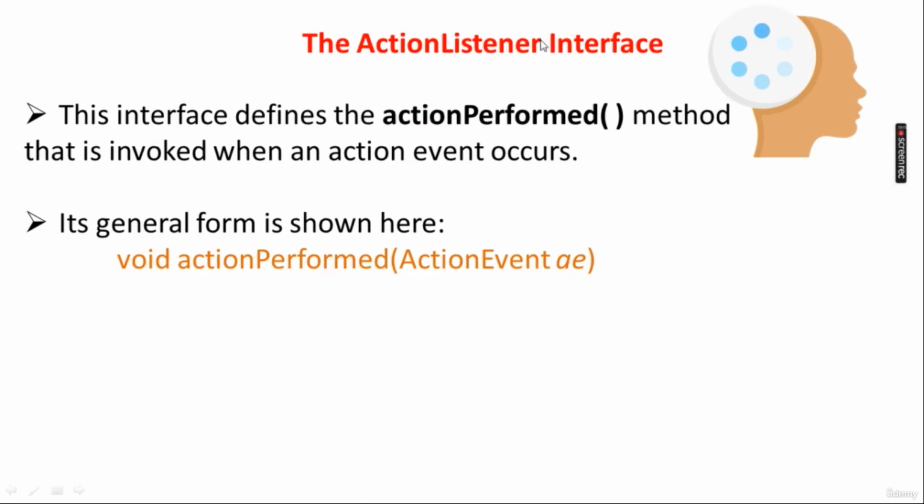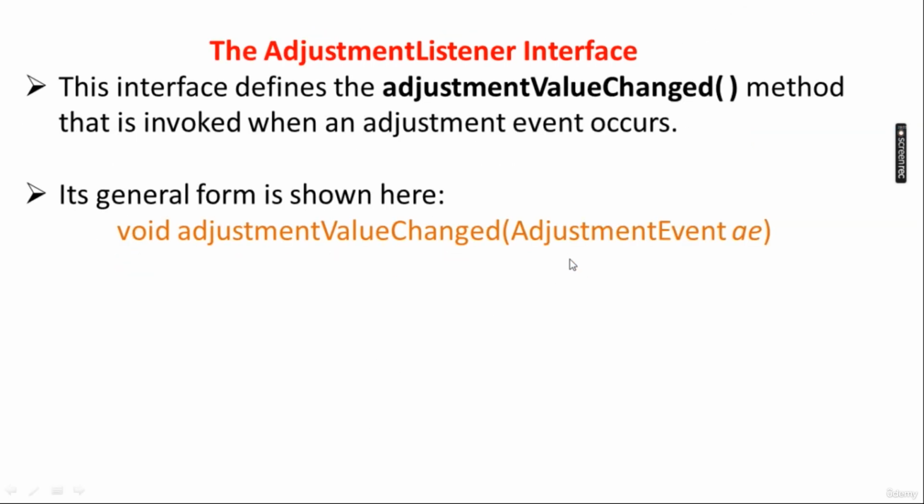Okay. ActionListener interface. This interface defines the actionPerformed method that is invoked when an action event occurs. This method is invoked automatically, but from whom is it invoked? From the source. When you are performing any action, your source will generate an event and your source will pass a parameter, here an ActionEvent object. Void actionPerformed(ActionEvent a). So this will hold the object on which the action was actually performed.